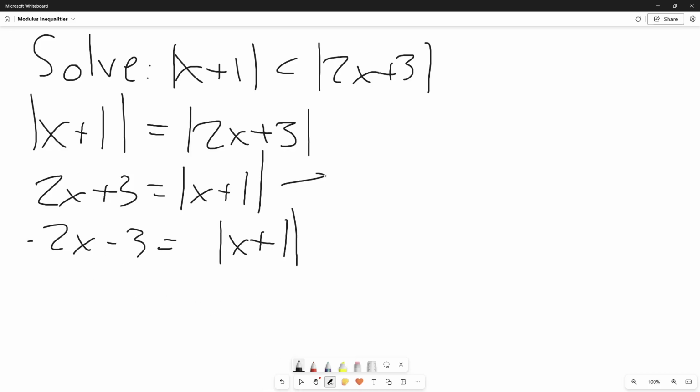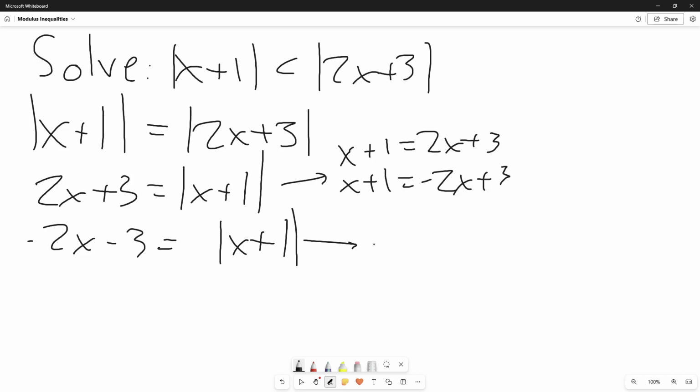And then now we have to do it again, decompose both into two more equations. So this one turns into x plus 1 equals 2x plus 3, and x plus 1 equals negative 2x plus 3. This one turns into x plus 1 equals negative 2x minus 3. Or this is also negative 2x minus 3. And x plus 1 is equal to 2x plus 3.